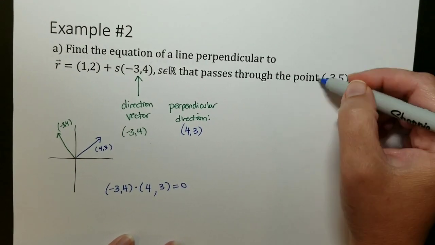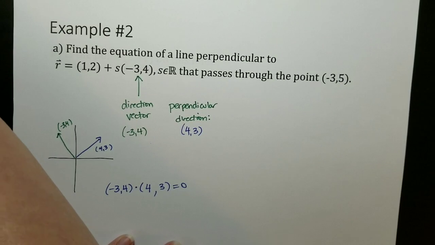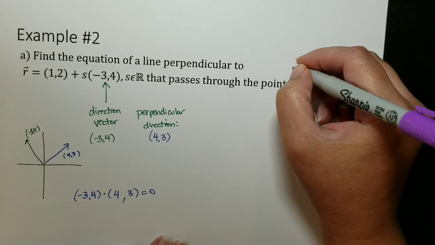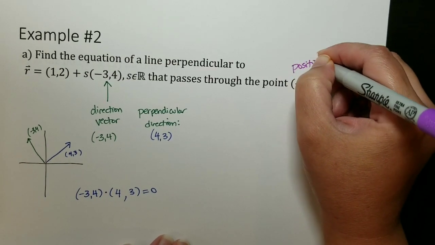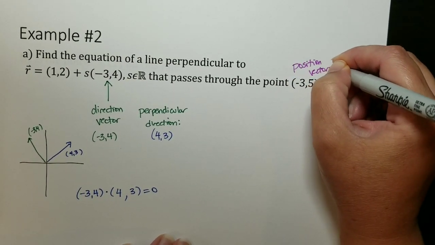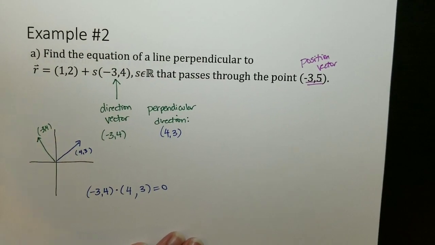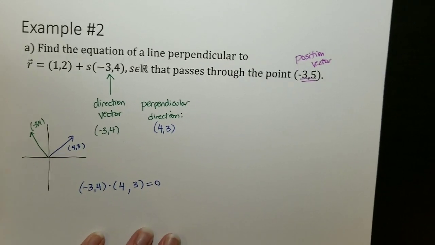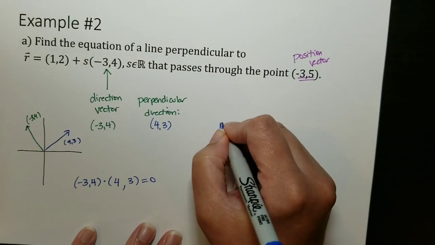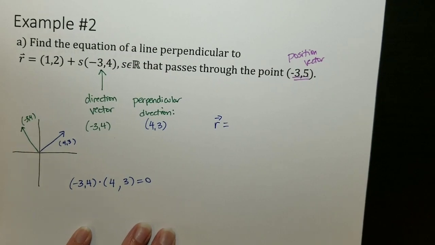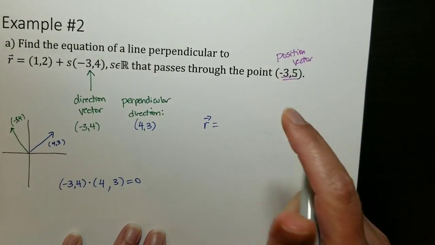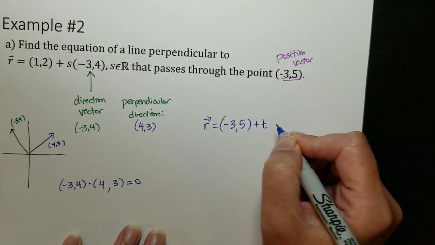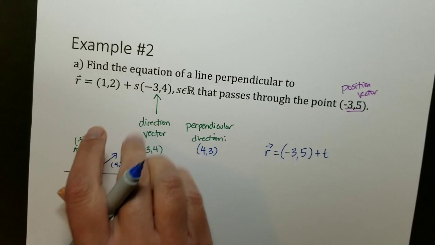Okay, and we want it to pass through the point there of -3, 5. So this is my position. This is the point on the line, and then this is my direction. This is in the direction of the line. So my line is going to be, the resultant is get to the line. That's my position on the line. -3, 5 plus t.